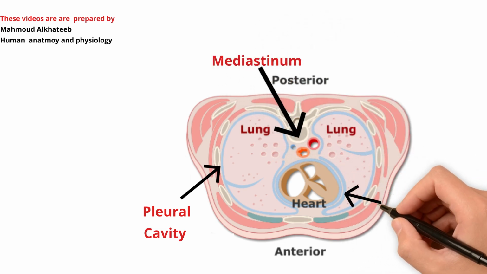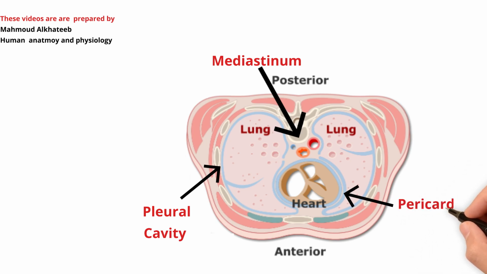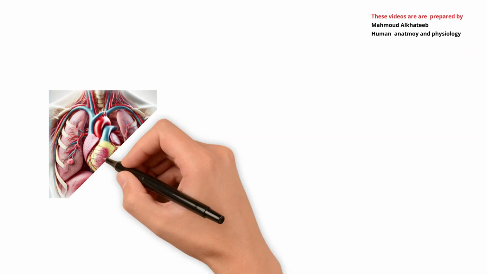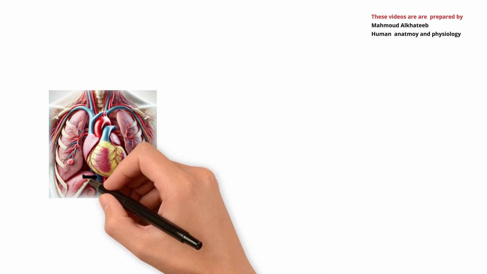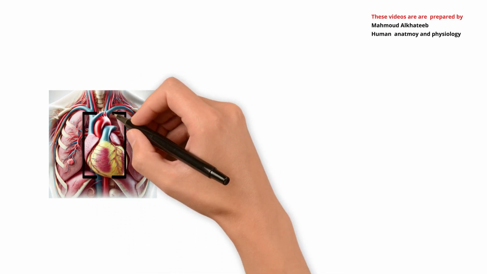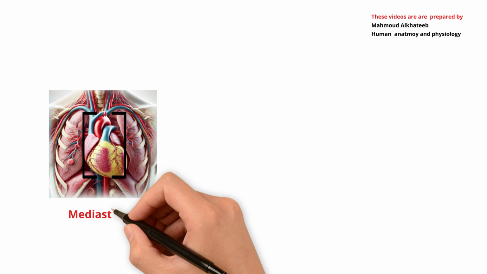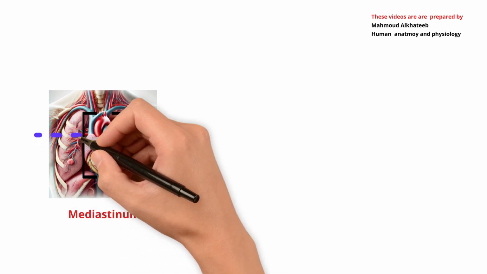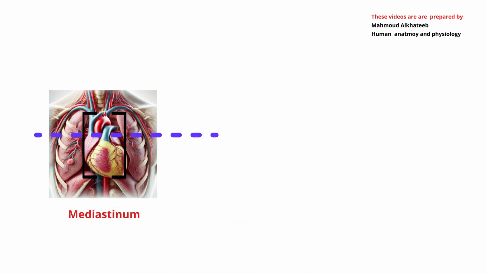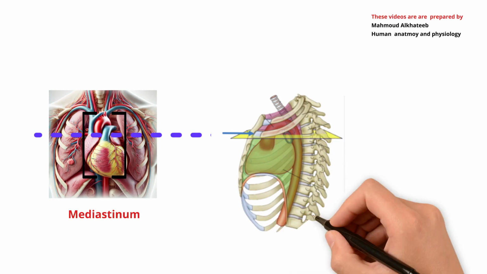In the mediastinum, notice the pericardium and pericardial cavity around the heart. Now let's discuss the divisions of the central mediastinum and organs contained in each division. We can observe that the mediastinum is divided into superior and inferior sections by a plane at the sternal angle extending to the T4-T5 vertebrae.